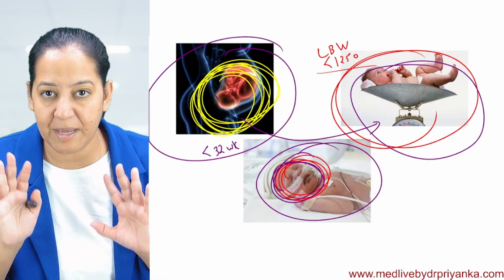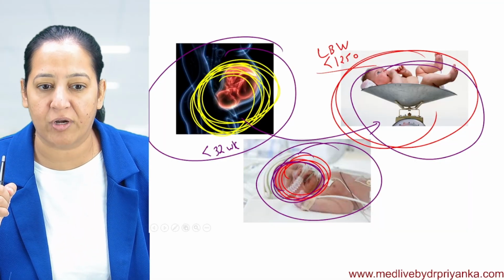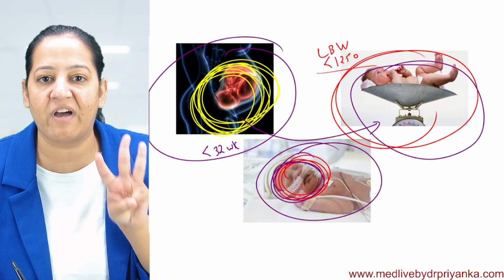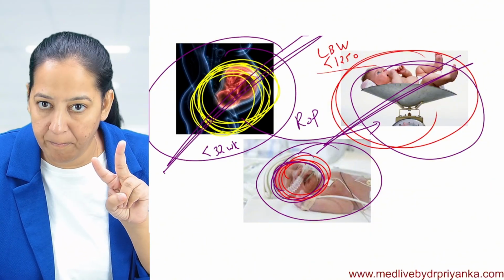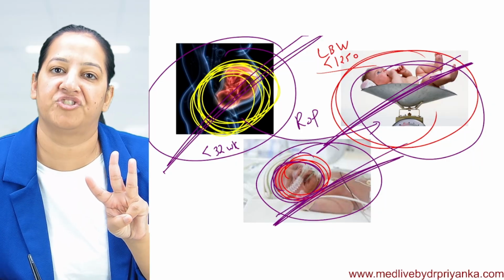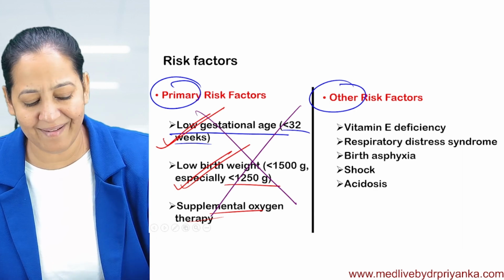Don't mug up. See the image. Take a snapshot of the image, not in your camera, but in your mind. Take a snapshot like this in your mind. The 3 important risk factors for ROP: low gestational age, low birth weight, supplemental oxygen. These are the 3 most important risk factors. And the other risk factors, you can learn as a list.